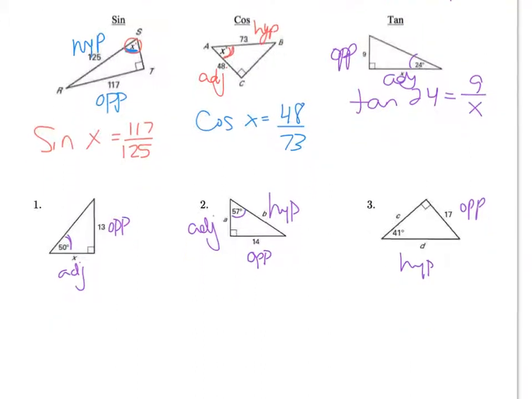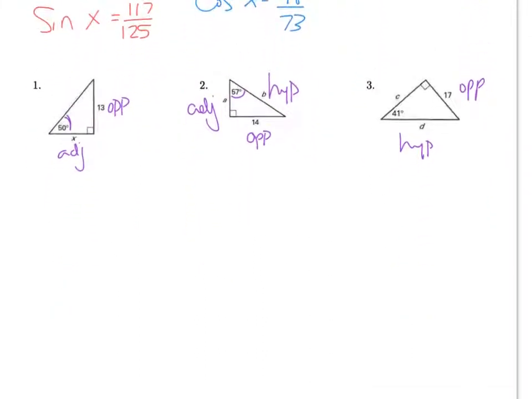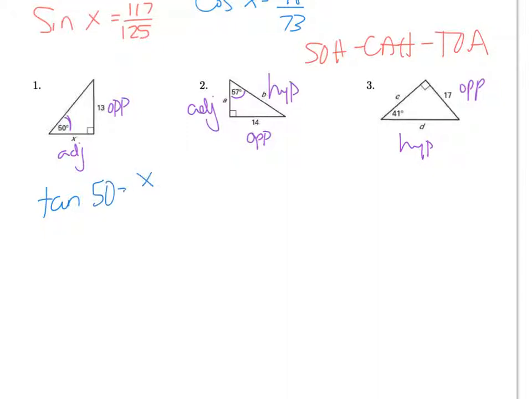I'm going to move this up a little bit. And I'm actually going to rewrite SOHCAHTOA so we can always reference back to that. SOHCAHTOA. And looking at this first one, we have adjacent and opposite, so I'm looking at adjacent and opposite right here. So we have to be using tangent. So I'm going to put the tangent of 50 equals x over 13.